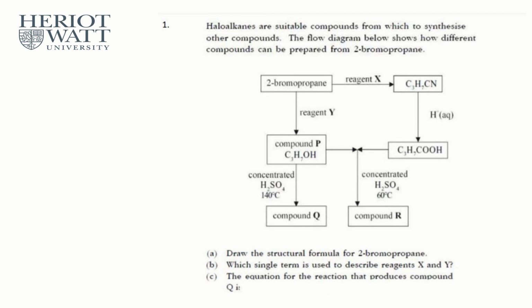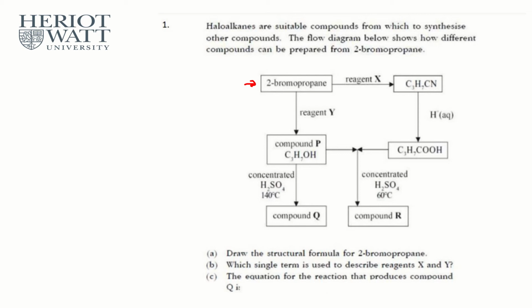Let's look at question number 1. Now, haloalkanes are suitable compounds from which to synthesize other compounds. The flow diagram below shows how compounds can be prepared from 2-bromopropane. So it started with 2-bromopropane here. Okay, and then it reacts with reagent X to get C3H7CN and reagent Y to give C3H7OH.